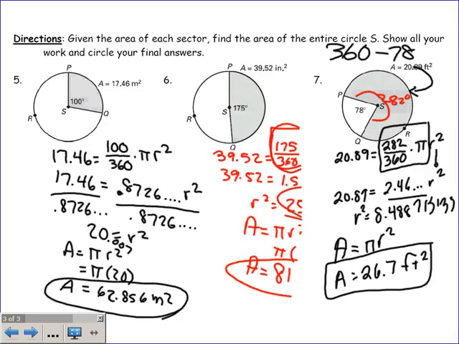That's all I have for you today. Finding the area of sectors. That's it. That's all I have for you.